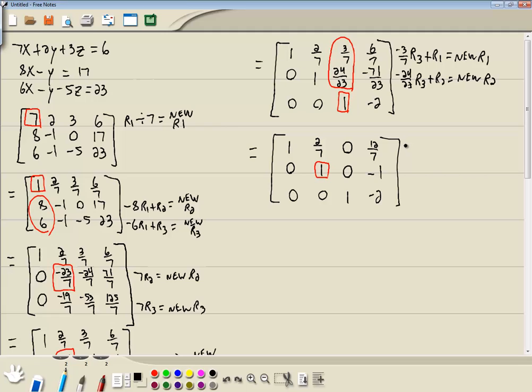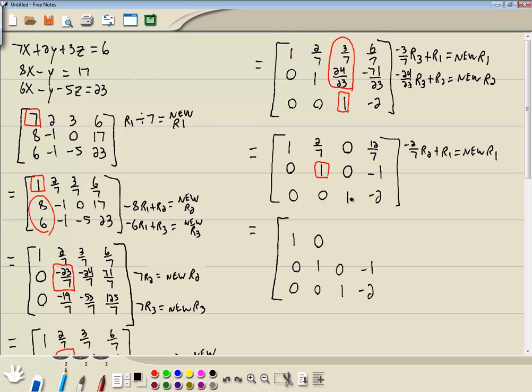It'd be negative 2 sevenths. So we'll take negative 2 sevenths. Let me undo that. There we go. Negative 2 sevenths times row 2, and we'll add that to row 1 to give us our new row 1. Okay, so we got 0, 0, 1, negative 2, 0, 1, 0, negative 1. Negative 2 sevenths times 0, 0 plus 1 is 1. Negative 2 sevenths times 0, 0 plus 2 sevenths is 0.